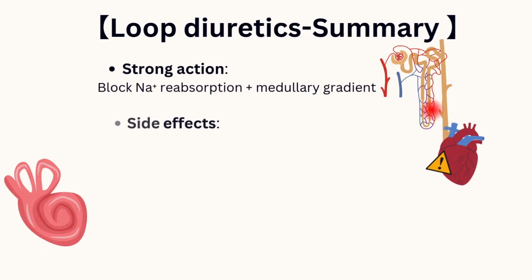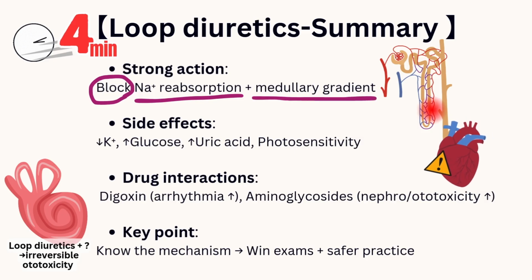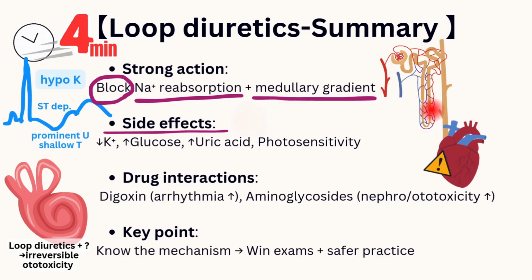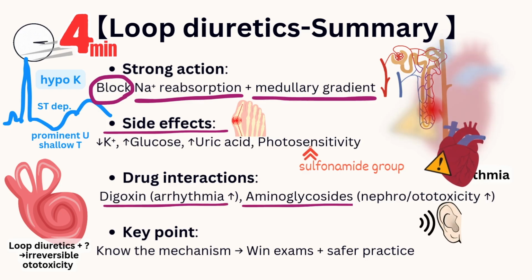So, loop diuretics are powerful because they block both sodium reabsorption and the kidney's concentration gradient. But that power comes with predictable consequences: hypokalemia, hyperglycemia, hyperuricemia, photosensitivity, and dangerous interactions with digoxin and aminoglycosides.